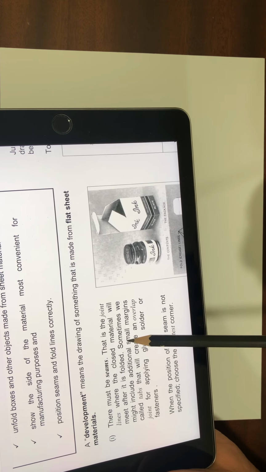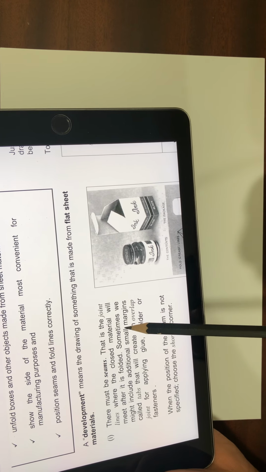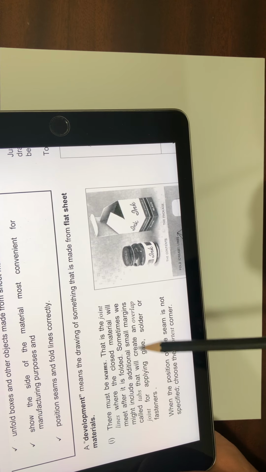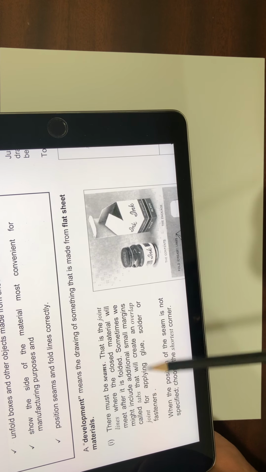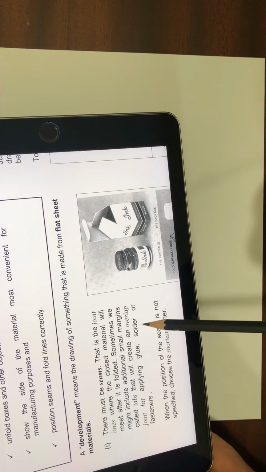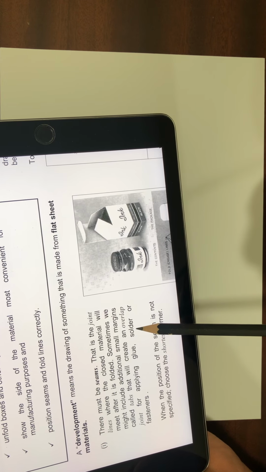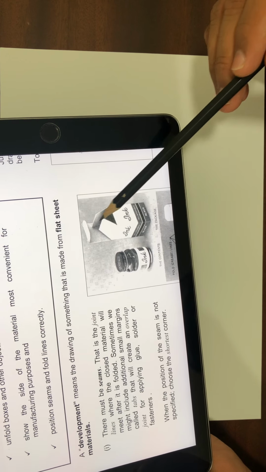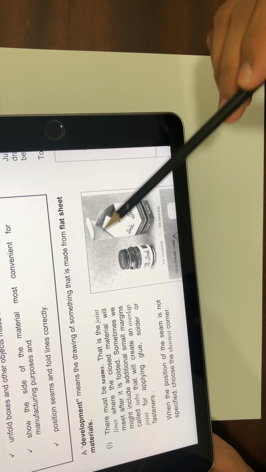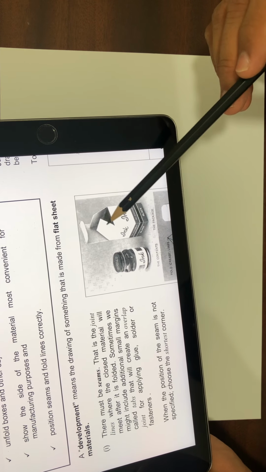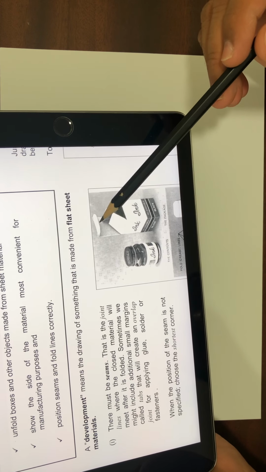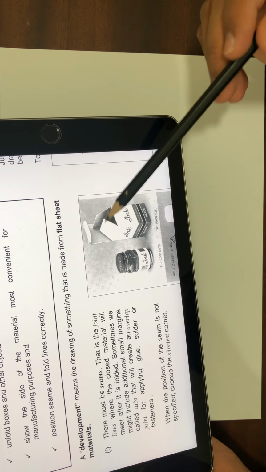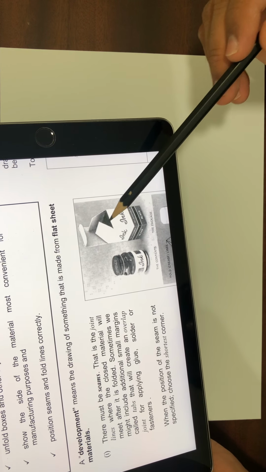folded. Sometimes we might include additional small margins called tabs that will create an overlap joint for applying glue, solder or fasteners. So here these are called tabs. Here we will apply glue or we will fold this so that it will cover the upper side and it will close the box completely.